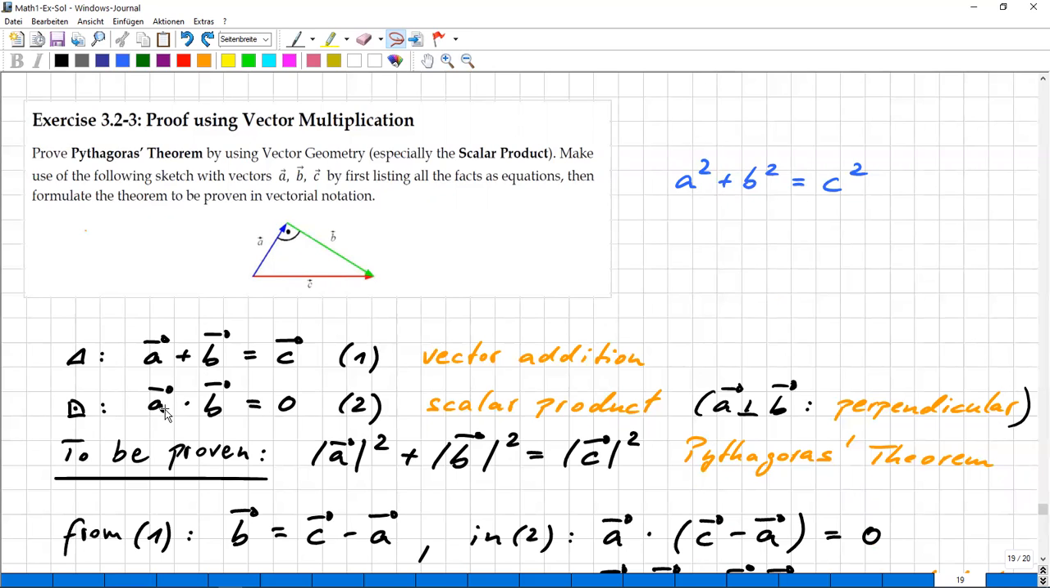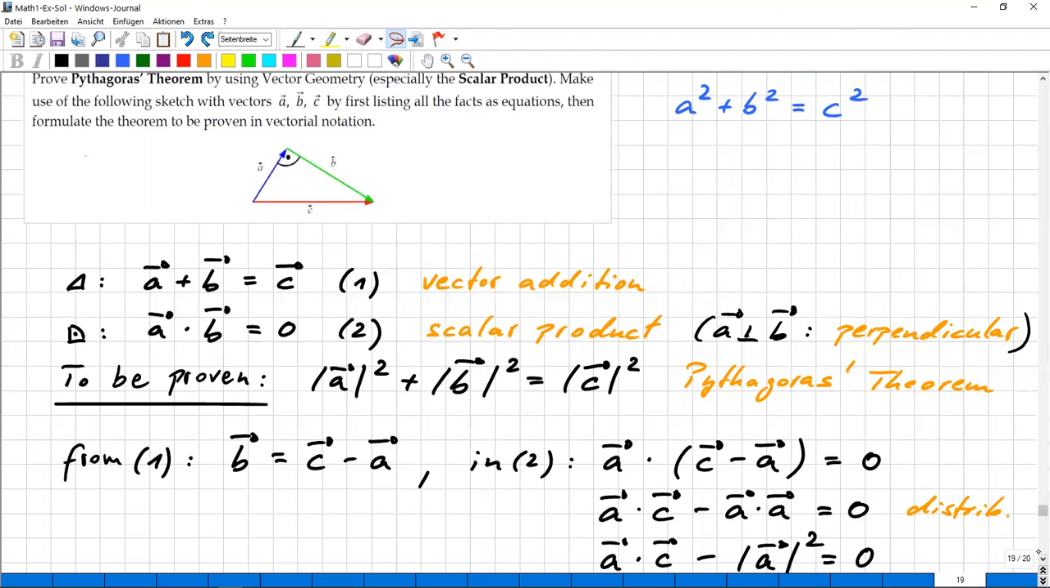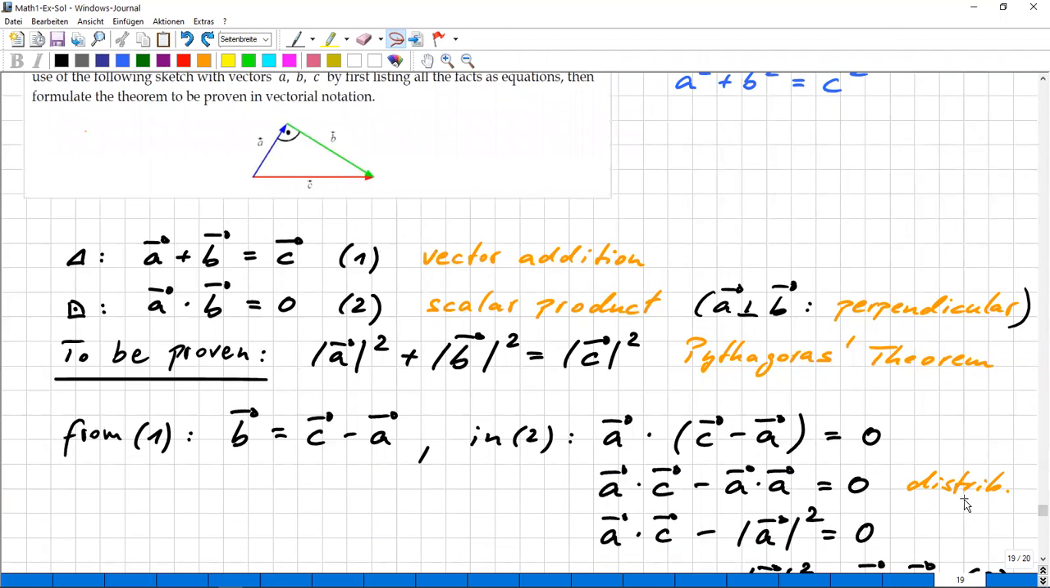And then I get A scalar product of, instead of B, I write C minus A in parentheses, still equals 0. Now it's important to know, I think in your script also listed are all the calculation rules or algebraic rules valid for scalar product and also for vector product. One of them is the distributive law. This kind of distributive law is valid for the combination of scalar product and vector subtraction, also for vector addition, of course.